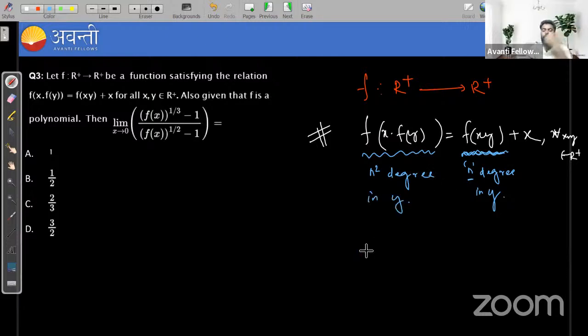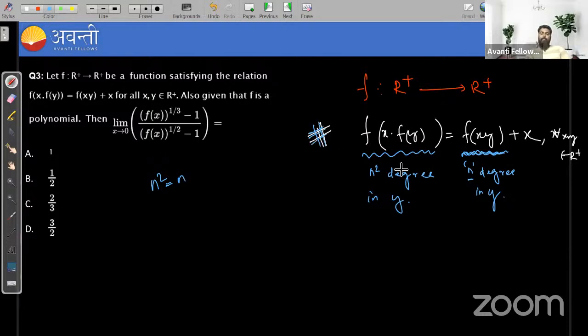In terms of y, you can see on the right hand side you have the degree as n, and on the left hand side you have the degree as n square. So if you compare, the left hand side is equal to the right hand side, so n square must be equal to n. Otherwise, if n square is not equal to n, then it will not be satisfying.